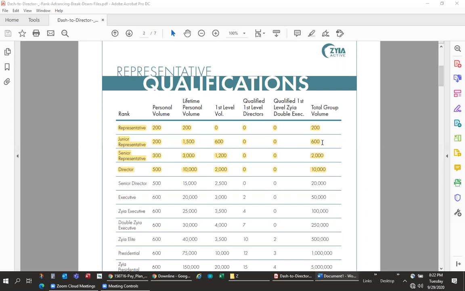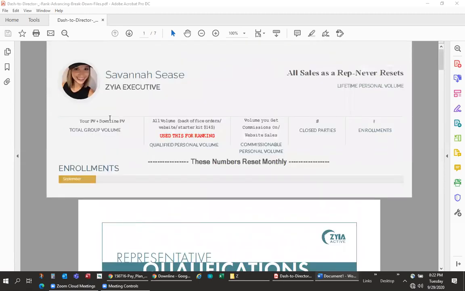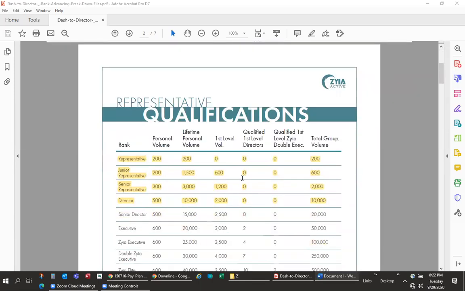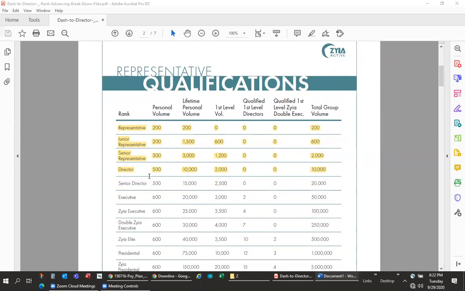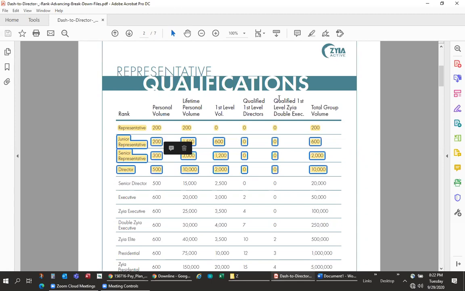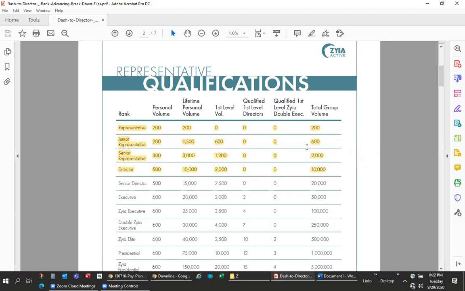And then as a group, your total group volume, which is going to show you right here, has to be 600 again, okay? And then senior rep. So right here, your personal volume that you need to be selling that month jumps up a little bit. So say my team hits all of these numbers, but I only sell 200 personally, I'm going to get paid as a junior rep instead of a senior rep. So it's important to not only be watching your team numbers, but having those parties as well to make sure your personal volume and your lifetime volume continue to go up.